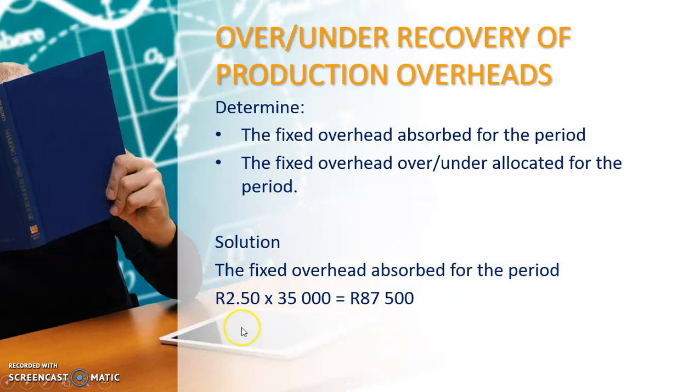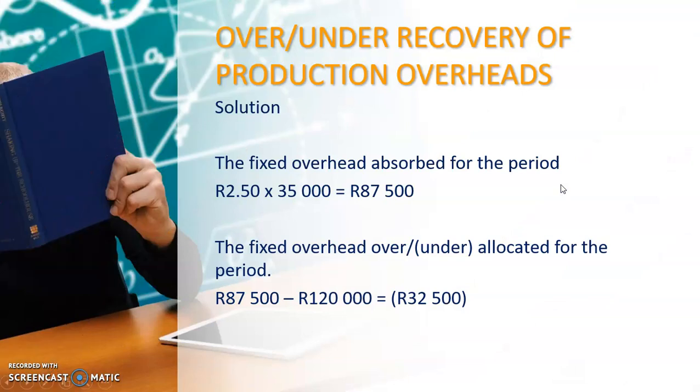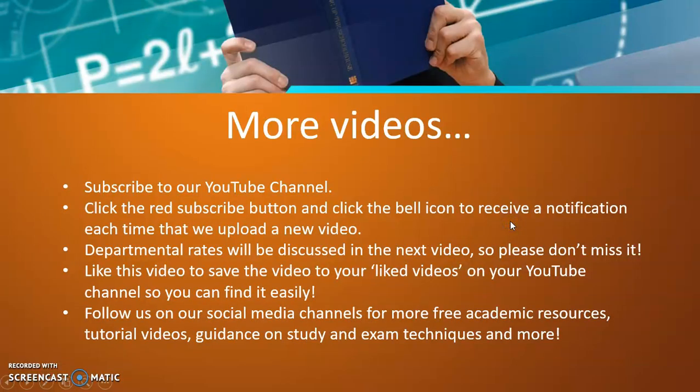It's just going to be our budgeted overhead recovery rate times our actual level of activity, which is 35,000 hours, which gets us to 87,500. And then when we're looking at our fixed overhead over- or under-allocated for the period, it's going to be our absorbed minus our actually incurred. In this case, we have a 32,500 rand under-recovery, which arises from the 87,500 absorbed and the 120,000 actual. It's very straightforward. Again, these are marks that you should be getting for next to nothing.